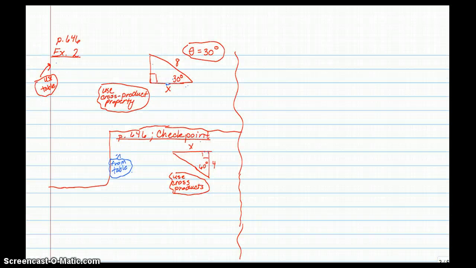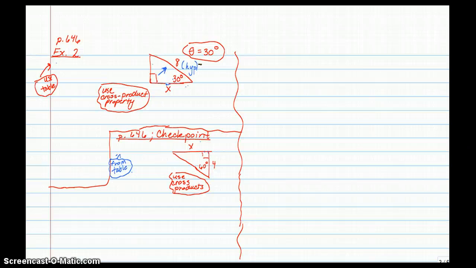All right, this is page 646, example 2. And I've drawn the picture right here. What you're going to do is find that missing side length, the x, but you have to figure out which of the trigonometric functions you're going to use. In this case, you have your hypotenuse. The 8 is your hypotenuse, and you can see that because it's directly across from the right angle. So you've got your hypotenuse, which means you're going to use either cosine or sine, because those are the 2 that have hypotenuse in them.